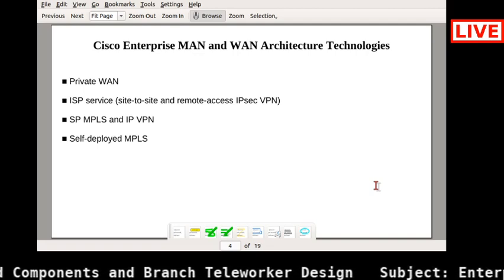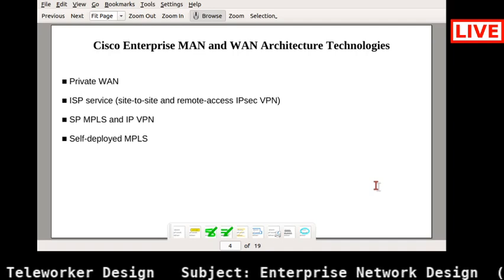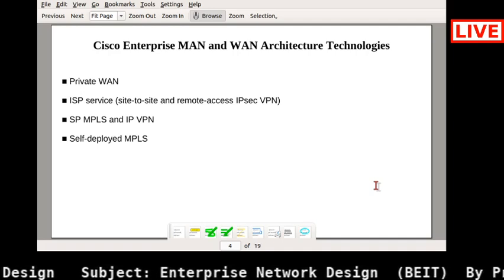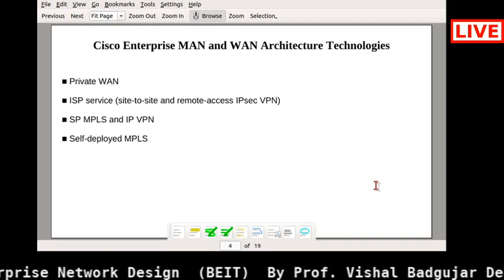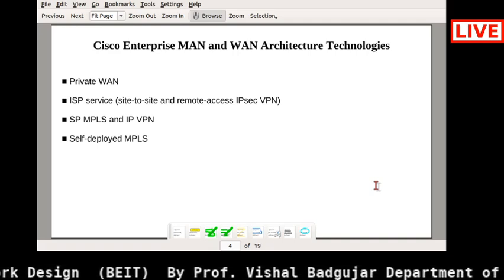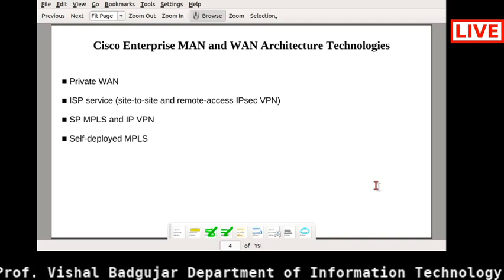For example, if you add encryption techniques such as DES, the Data Encryption Standard, triple DES, or AES, the Advanced Encryption Standard, then obviously the security level of your WAN will be better.